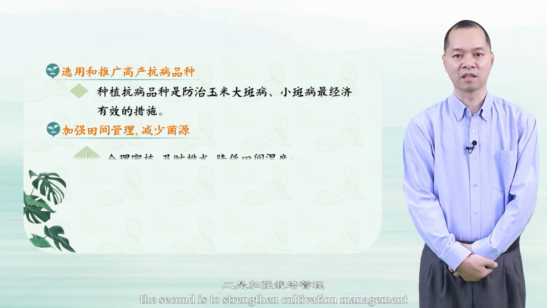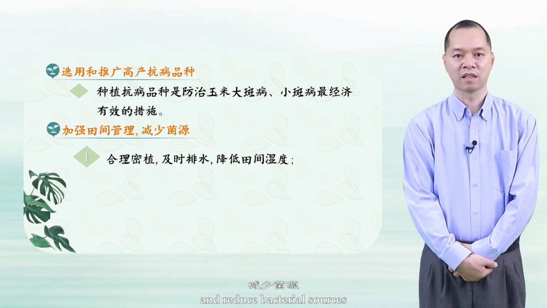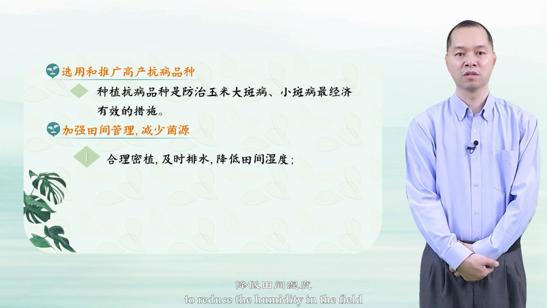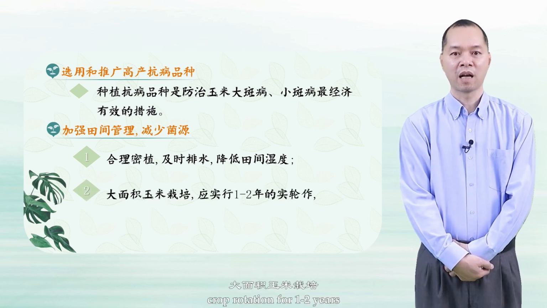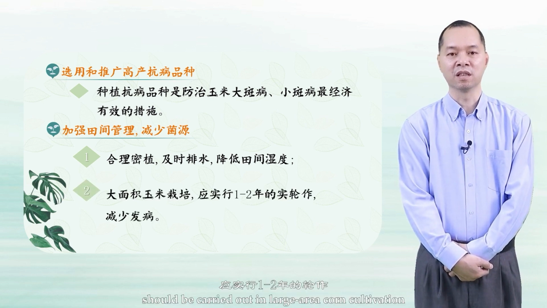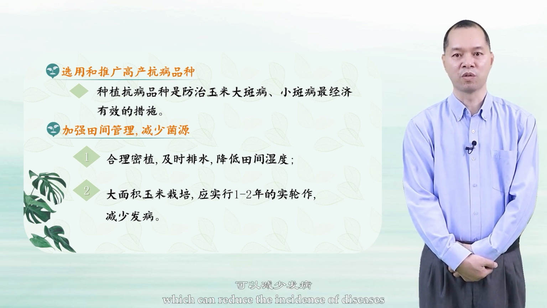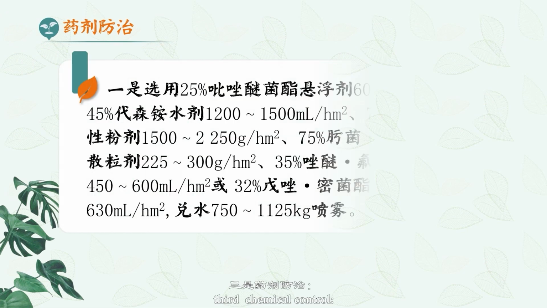The second is to strengthen cultivation management and reduce bacterial sources. Reasonable close planting reduces the humidity in the field. Crop rotation for 1 to 2 years should be carried out in large area corn cultivation, which can reduce the incidence of diseases. Third, chemical control.